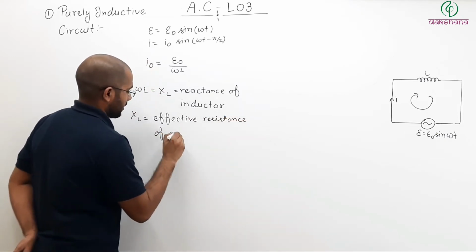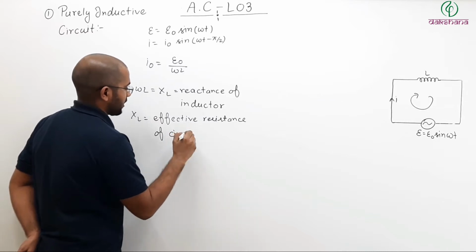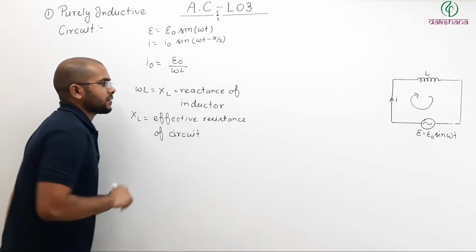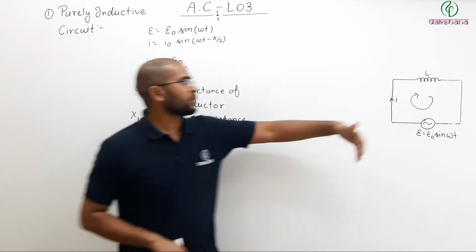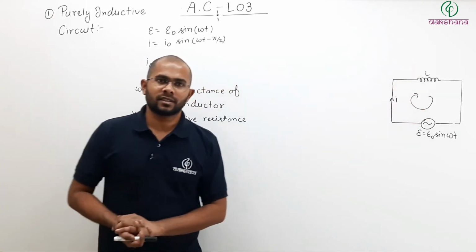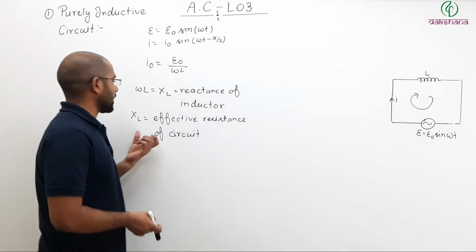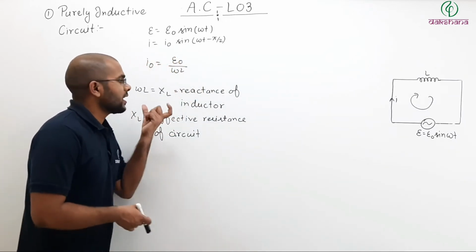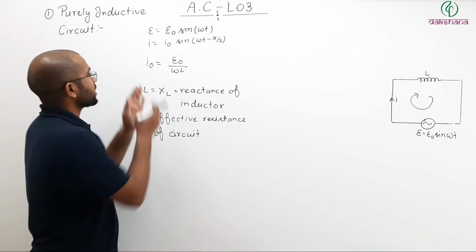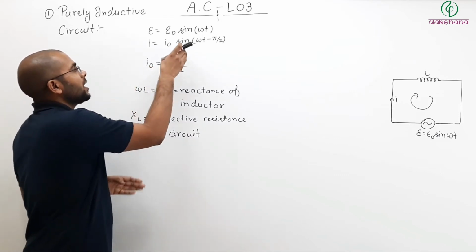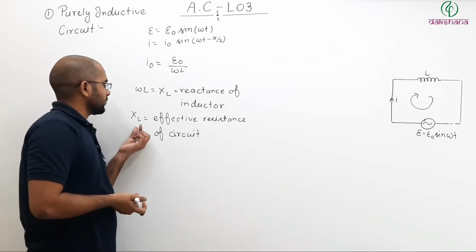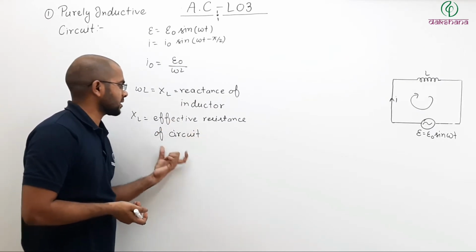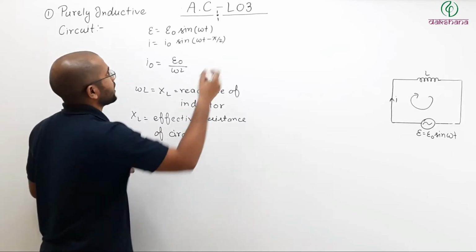Why effective? Why not just resistance of the circuit? Because we have assumed that this is a purely inductive circuit, and in a purely inductive circuit there is no resistance, so how can you call it resistance? That is why we say effective resistance, because here maximum current comes out to be maximum potential divided by omega L. So omega L, which is XL, is nothing but the effective resistance of your circuit.